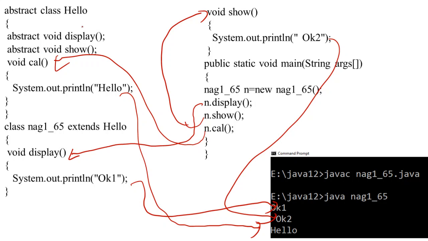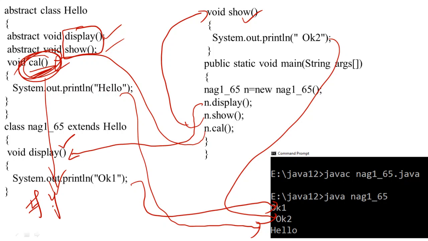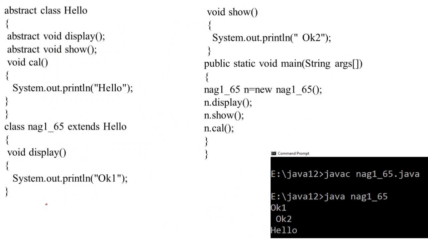If you observe carefully, we have overridden these two methods. Which methods? Display method and show method. Overridden, in the present context, means I am giving a definition to this method. But there is one non-abstract method cal. Am I overriding it? I am not overriding it, isn't it? If you want, you can override this non-abstract method. That method overriding we already discussed.